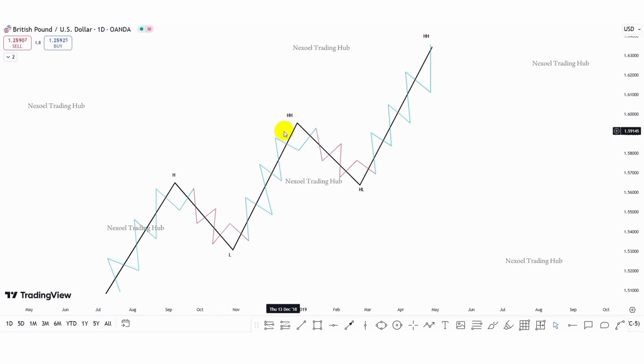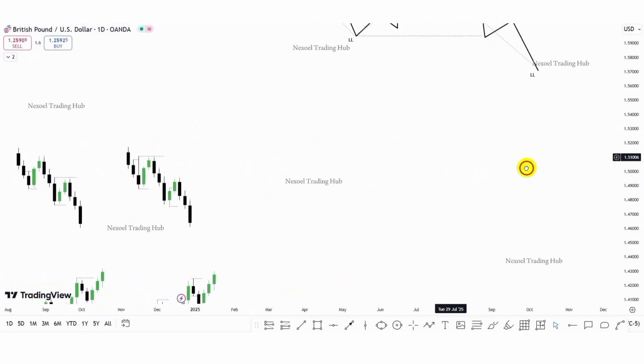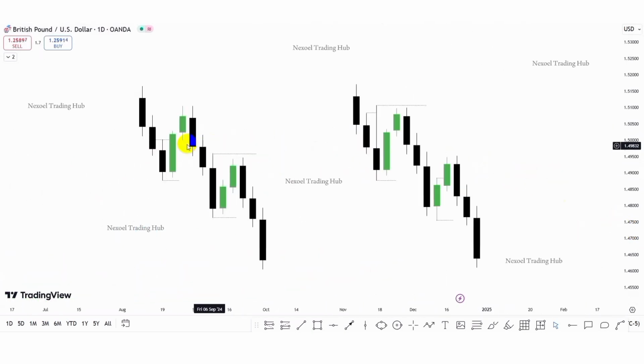Lower time frame, you would see the possibility of structures in the minor trend, in the lower time frame. For you to identify that structure, you have to know pullbacks. So let's use this example.